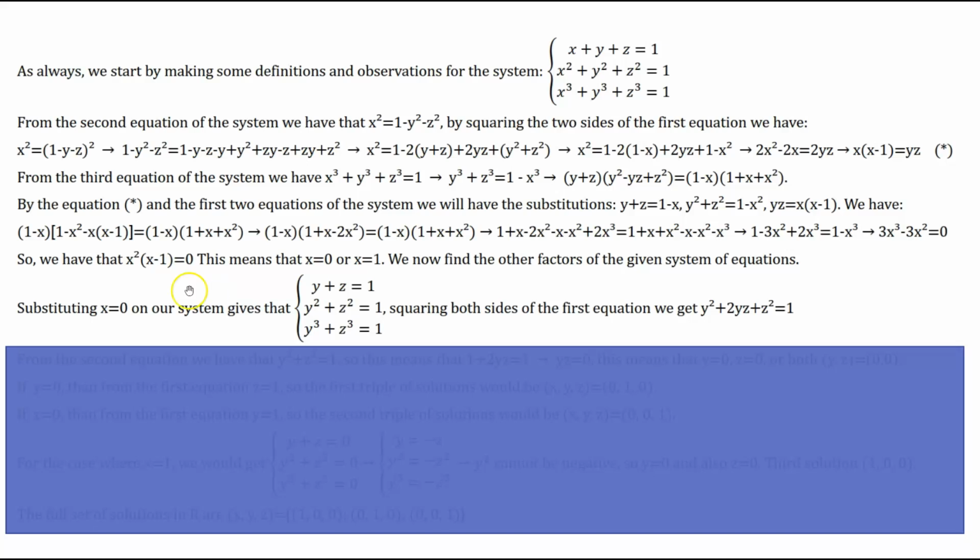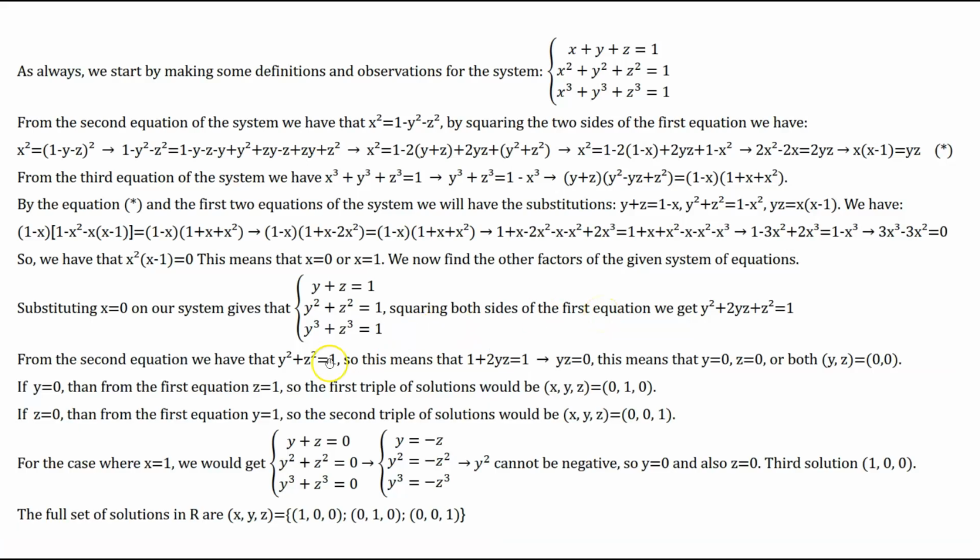We start with the value x equal to 0 in our system, and now we have that epsilon plus z is equal to 1, epsilon squared plus z squared is equal to 1, and epsilon cubed plus z cubed is equal to 1. We square both sides of the first equation to get epsilon squared plus 2 epsilon z plus z squared is equal to 1. From the second equation, we have that epsilon squared plus z squared is equal to 1, and we substitute over here.